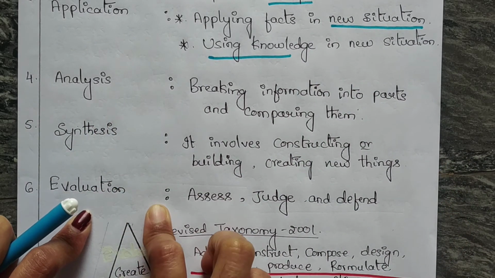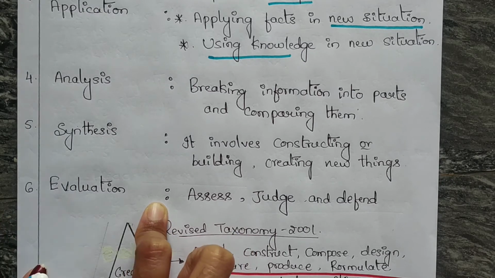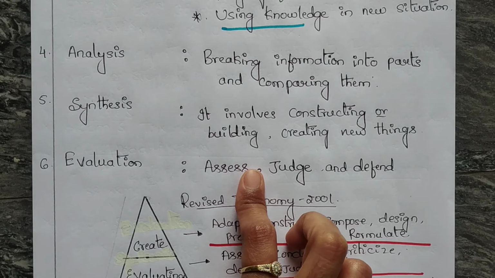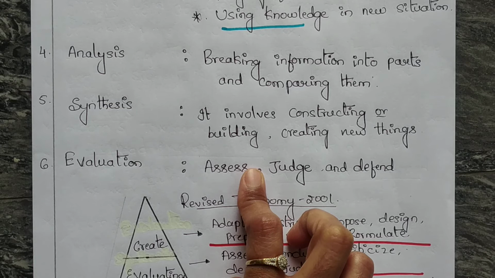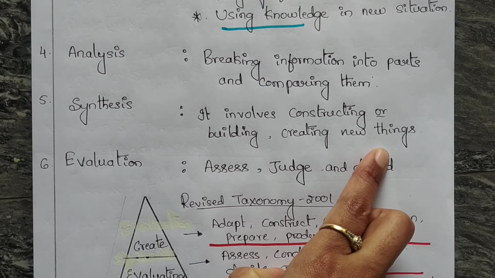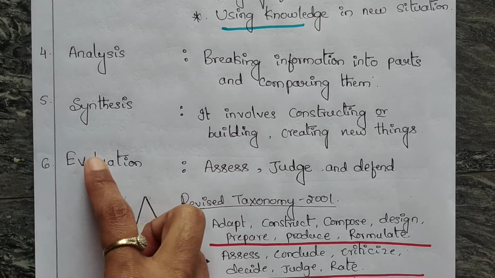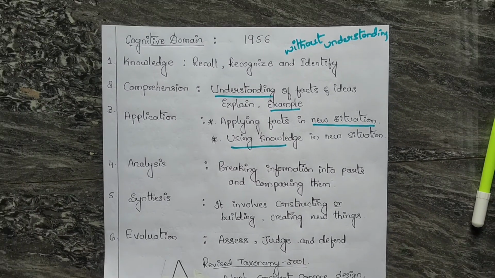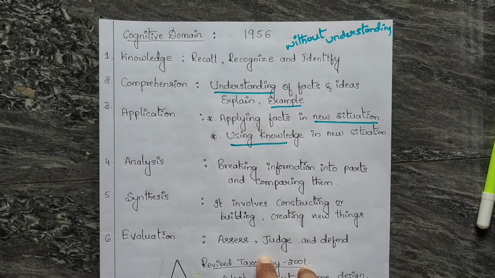Then coming to evaluation. Evaluation involves presenting or defining opinions by making judgments about information. They are able to validate, assess, judge, and define at the evaluation level. These are the six domains of Bloom's taxonomy.